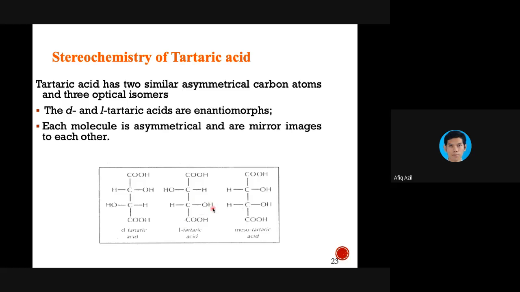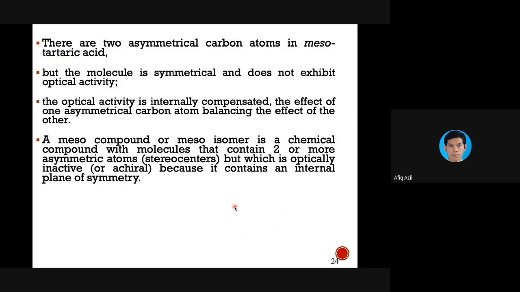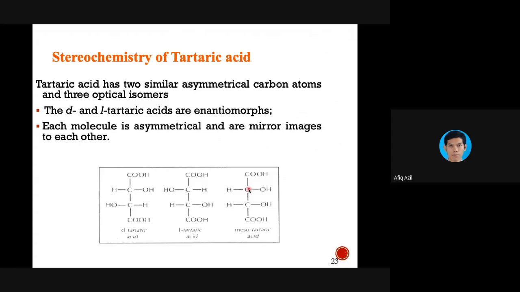Then you also have this third one, which is meso. Okay, meso tartaric acid. In this meso tartaric acid, it still contains two chiral centers. You have C, this is one chiral center, with one hydrogen, an OH group, a COOH, and this whole other group of atoms. And for this one, OH, hydrogen, COOH, and this whole other group of atoms.